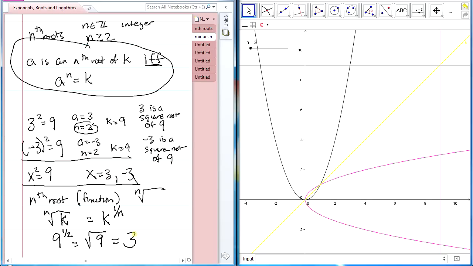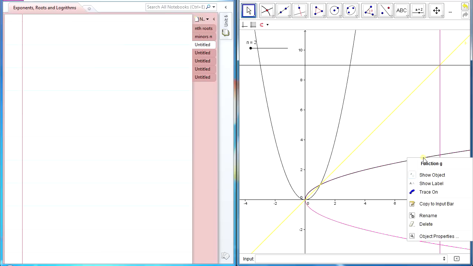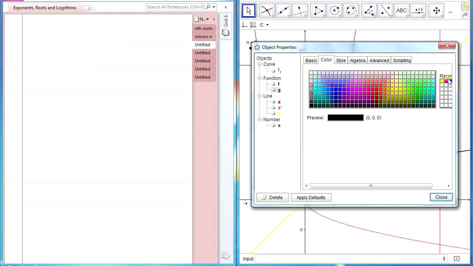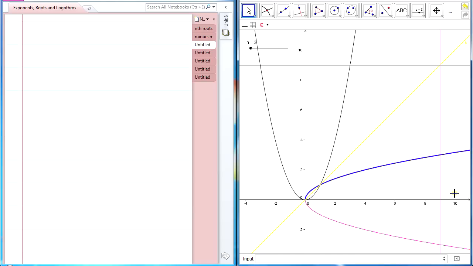So what we need to do is discuss exactly what it means, or how does one know what the root is. And so we'll move on to the next page. And what I'm going to do this time is graph y equals the square root of x. It's going to pop up on here. Let's make this object blue so you can see it. We'll even make it stand out a little bit more. We'll make it wider. And you'll see that it's choosing the top half.